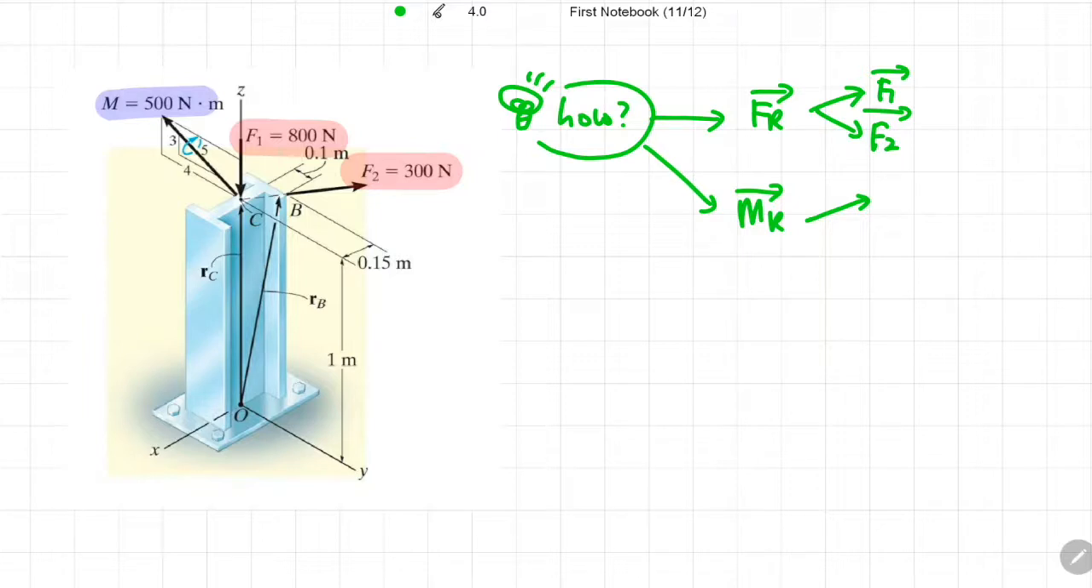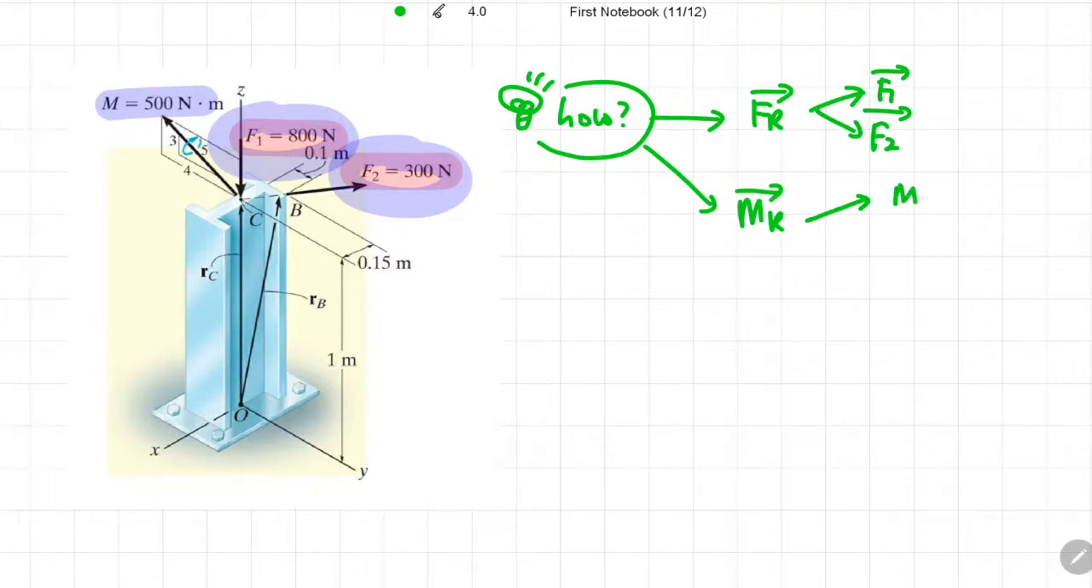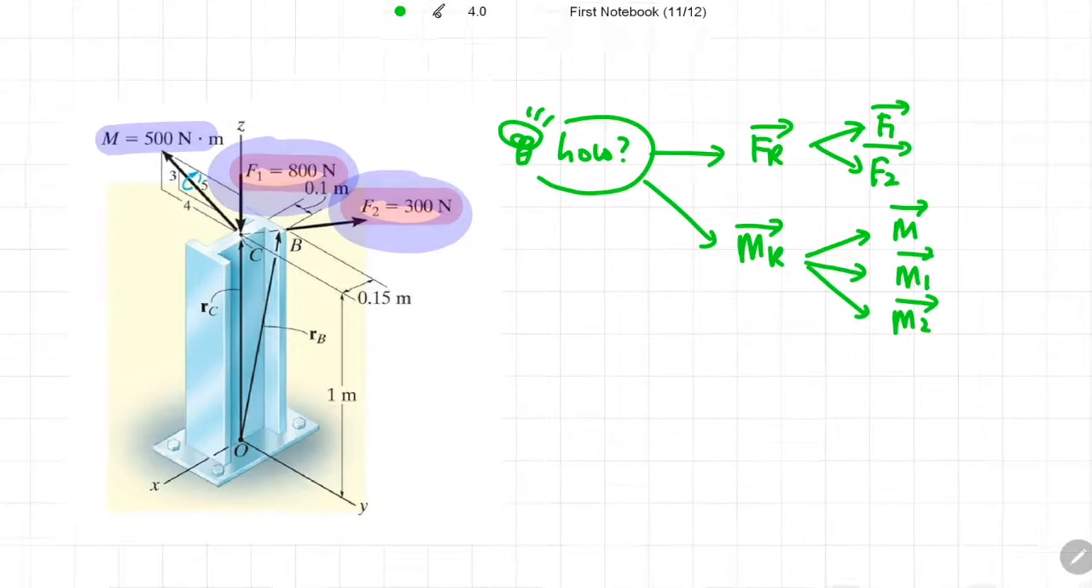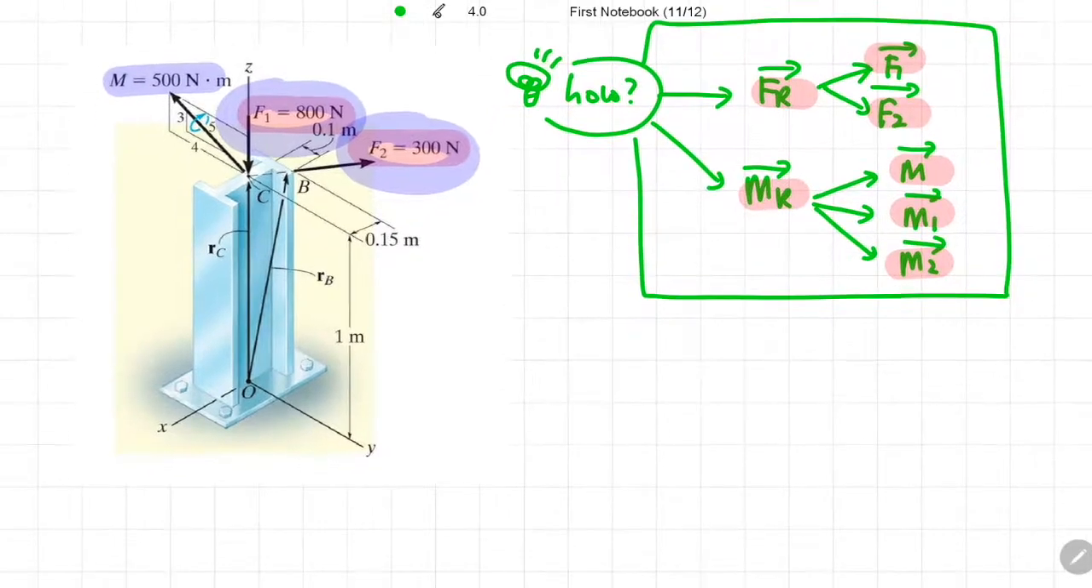So that external load will also create moment force. So you also need to find the moment caused by force 1, or we call it M1, and the moment caused by force 2, and we call it M2. So correspondingly, for the resultant moment, you need to find the vector of M and the vector for M1 and also the vector for M2. So these are the items that you need to find in order to get the resultant force and also the resultant moment. So let's find the vector expression of F1.